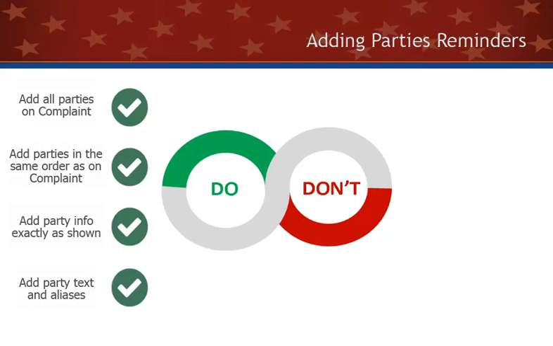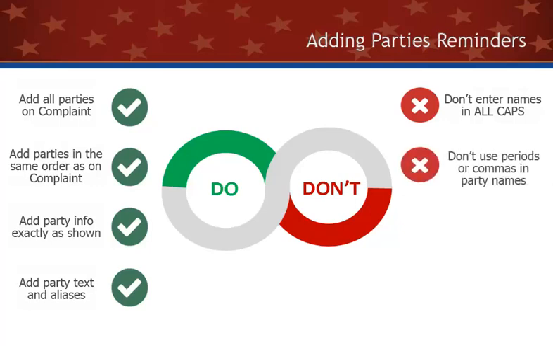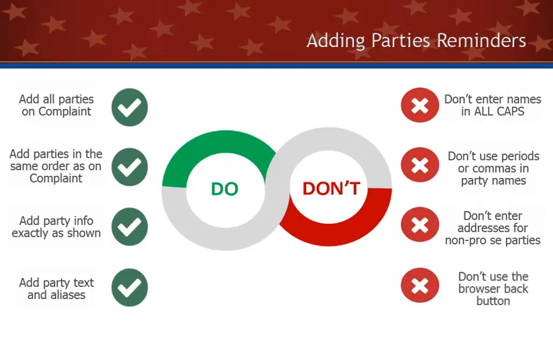What shouldn't be done when adding parties to your case? Don't enter names in all caps. Don't use periods or commas in party names, unless they are integral to the party name. For example, if a party is Amazon.com, you would use the period. Don't enter addresses for non-pro se parties. And don't use the browser back button.